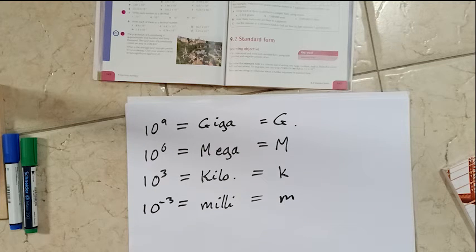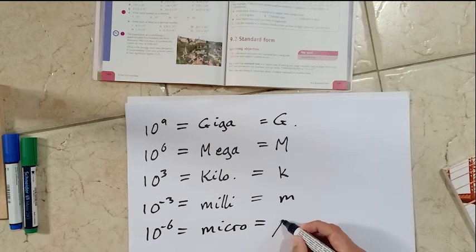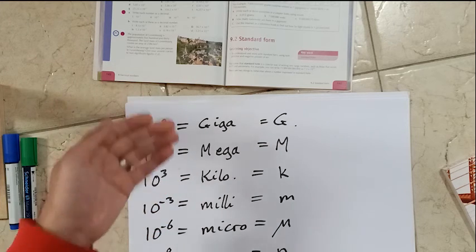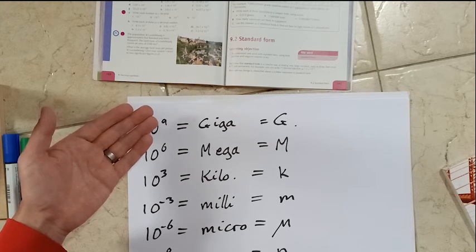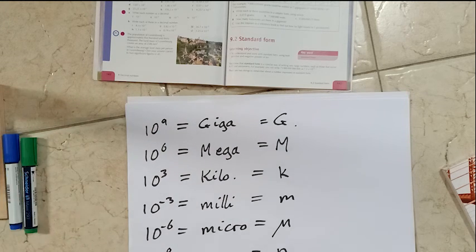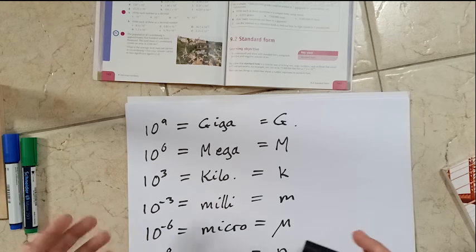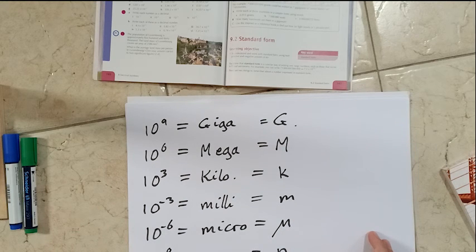And then 10 to the minus 6, micro, and we use the Greek letter mu, 10 to the minus 9, nano, we use an n, and then pico, femto, I think atto, and then going this way, kilo, mega, giga, tera, familiar with terabytes, peta, I think might be the next one, and they go on. And so carry on with that activity.